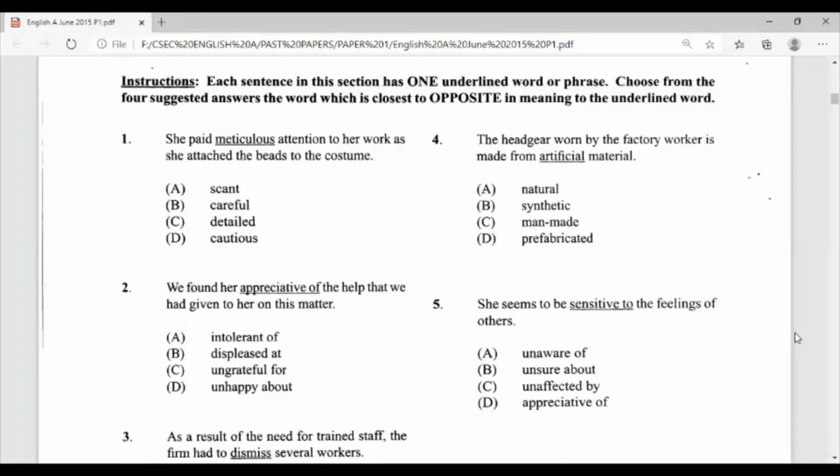So for number 5, our best answer, and we're looking for opposites, right? So if I pretty much don't care about how you feel, then I would go with C as the best option. I'm just unaffected by you and your feelings, so I will just say or do whatever I want. So our best answer is C.